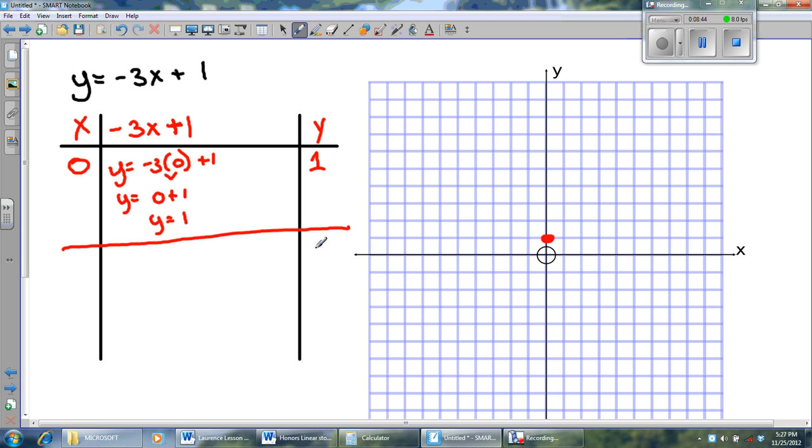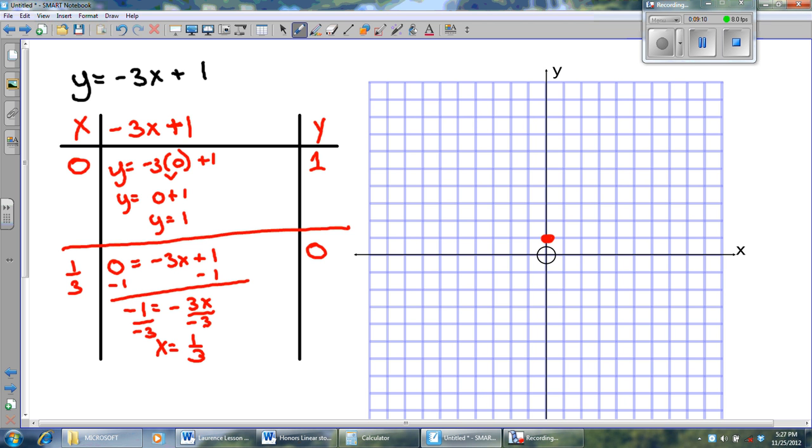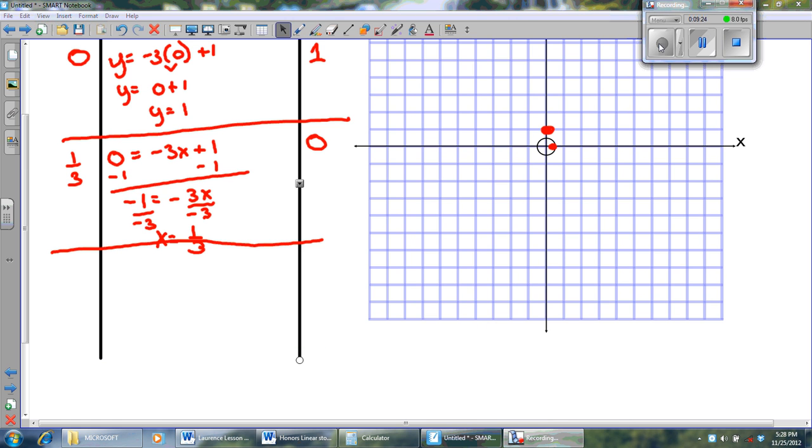All right, this is where my cheat comes in. I love to put 0 in for y. I'm not afraid of getting a fraction. I'm going to get 0 equals negative 3x plus 1. Subtract 1 from both sides. I'll get negative 1 equals negative 3x. I'll divide both sides by negative 3. And I'm going to get x equals positive 1/3. Well, I go 1/3 of the way between 0 and 1, and then 0 in the y direction. And there we go.